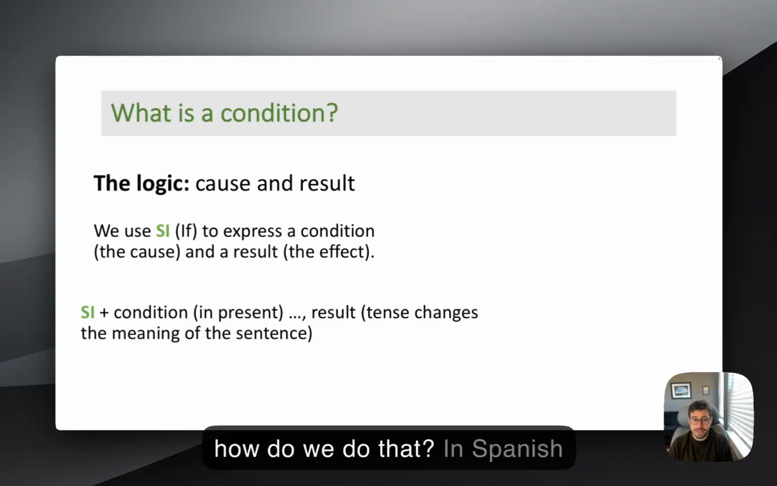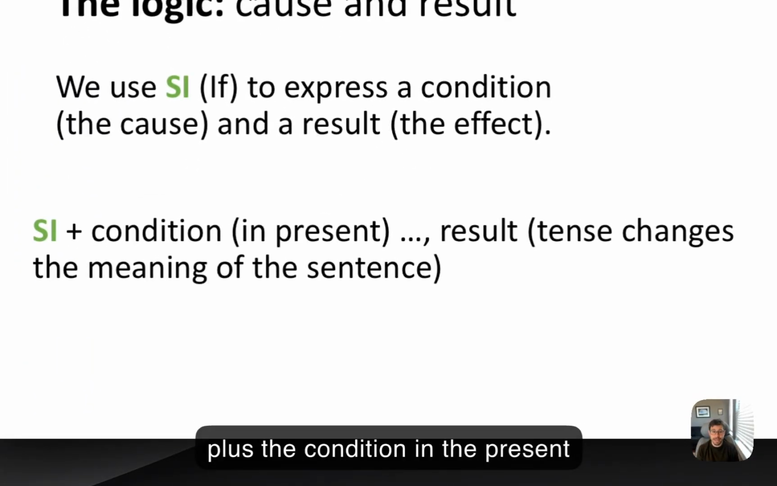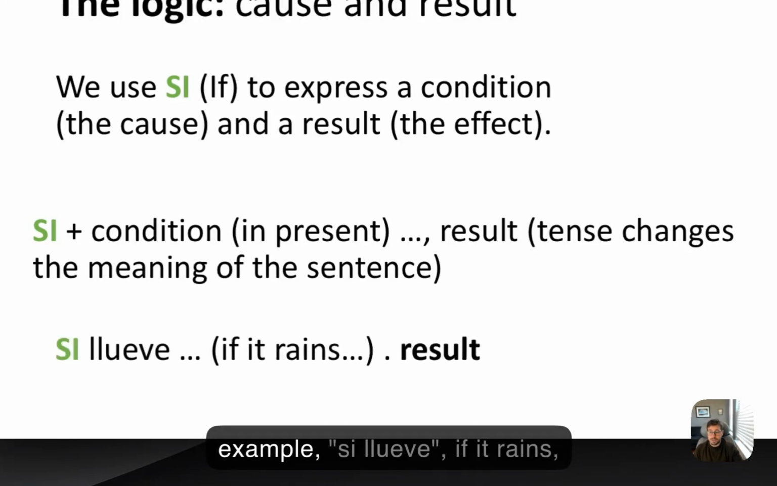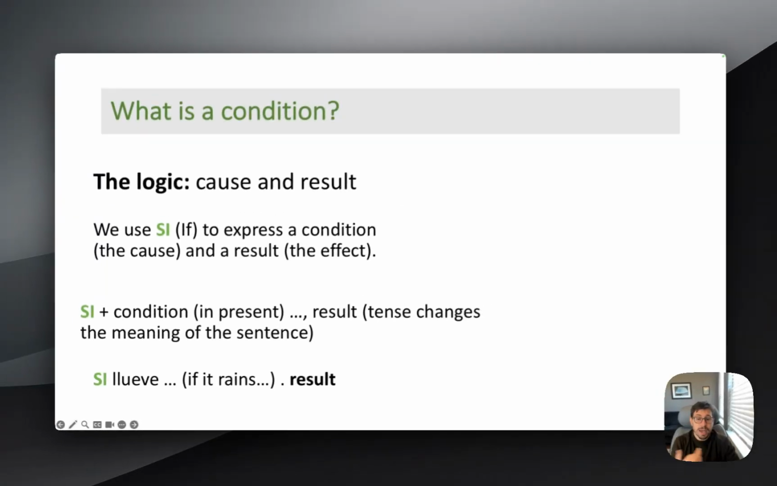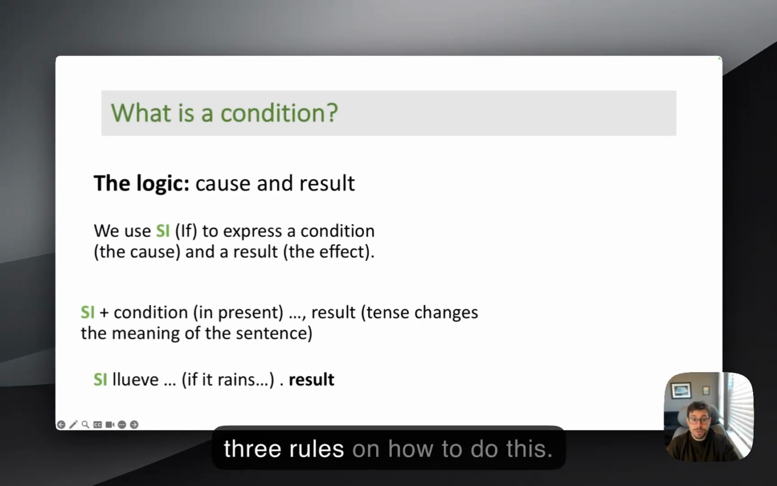So how do we do that? In Spanish, this is the structure. We have sí plus the condition in present tense, and then there is the whole first sentence. Then we have comma, and then we have the result. The tense can change, so you can have present, you can have future, and based on the present or future, the meaning of the sentence can change. For example, si llueve, if it rains, this will happen, or this is happening. And now we're going to look at 3 rules on how to do this.